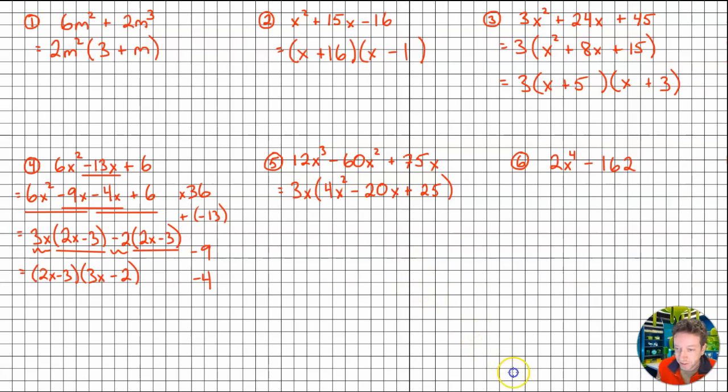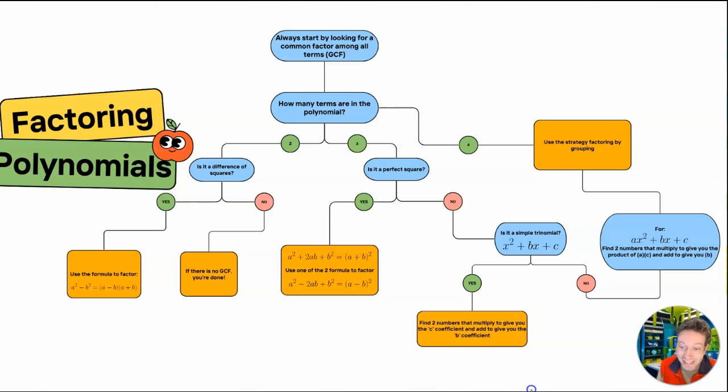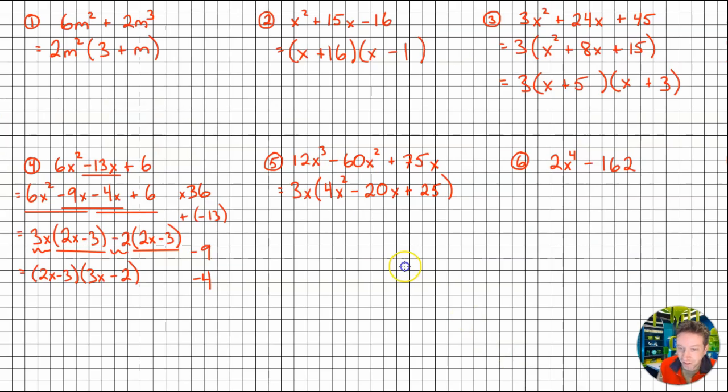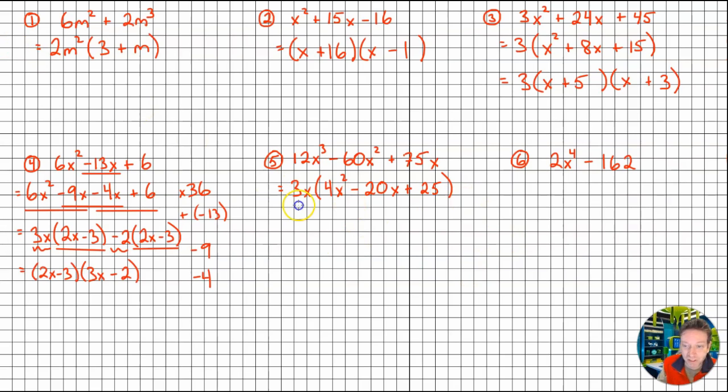Okay, so now we have this trinomial. So 3 terms. Is it a perfect square? Well, let's look. Does it work with a squared plus 2ab plus b squared? So the 4, that's a perfect square, right? 2 squared is 4. 25, that's a perfect square because 5 squared is 25. So this now becomes 3x times 2x minus 5 squared. And that's all done.